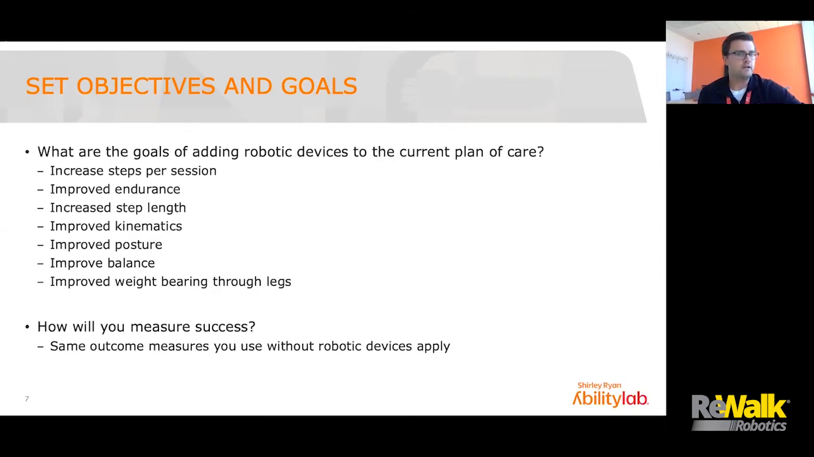So, and then goals, how are you measuring your success? So clinically, we would use outcome measures, things like the 6-minute walk test, 10-meter walk test. Definitely, you have a wide variety of things to pick from. But doing the pre-post or pre, mid, and post assessments to see, has this been effective?